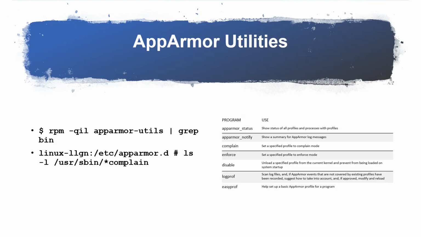AppArmor utilities. AppArmor has quite a few administrative utilities for monitoring and control. For example, on an openSUSE system, you can run rpm -qil apparmor-utils | grep bin. And know that many of these utilities can be invoked with either their short or long names, right? And you also can take a look at the table on the screen. Those are the AppArmor utilities, right? Those are about their program and their use.